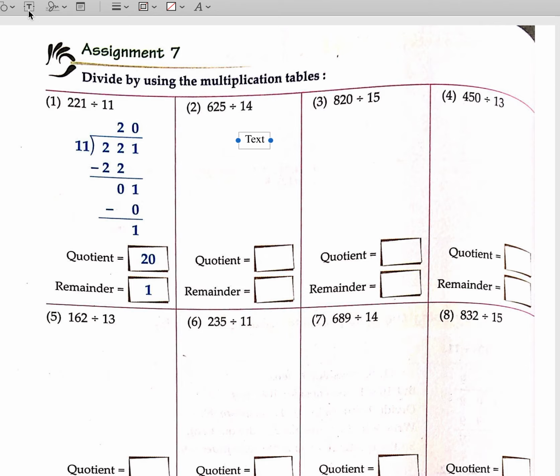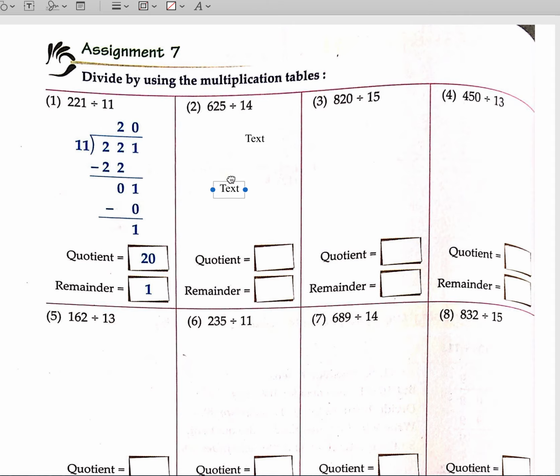625 डिवाइडेड बाय 14। तो यहाँ पे हम लिखेंगे 625 एंड यहाँ पे 14। तो अभी 625 को अगर हमें एक सिंपलर फॉर्म में कन्वर्ट करना है तो हम कर सकते हैं 600s, बट 6 is less than 14, सो हम वो नहीं कर सकते। तो we'll take this as 62 tens। अगर हम 62 tens लेंगे तो we have to see 14 62 में कहाँ आता है। ये पहले 14 into 1 which is 14, 14 into 2 which is 28, 14 into 3 which is 42, and 14 into 4 which is equal to 56, which will be the right number.